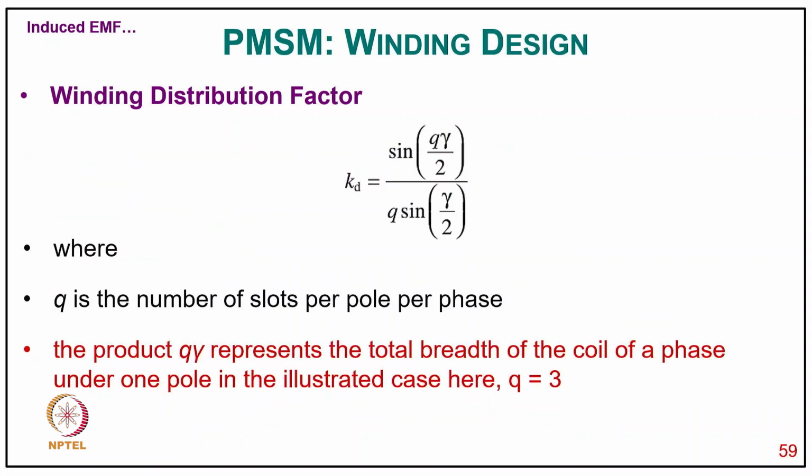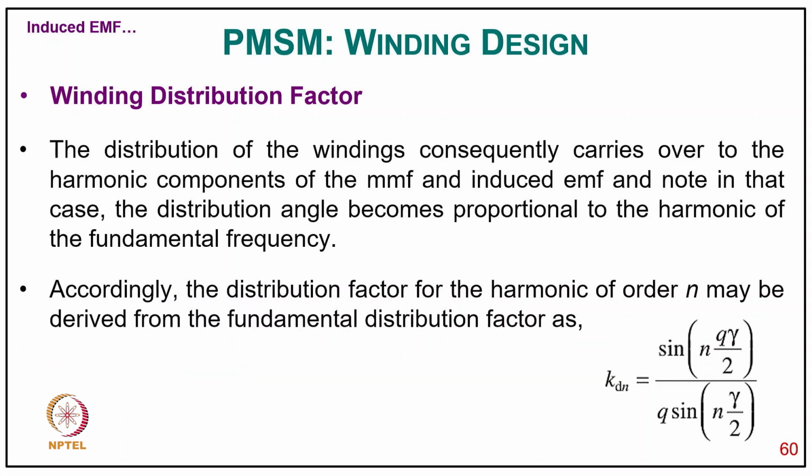So you can say kd equals sine of q gamma by 2 divided by q sine gamma by 2, where q is the number of slots per pole per phase, and the product q gamma represents the total breadth of the coil of a phase under one pole. In the illustrated case, q equals 3.